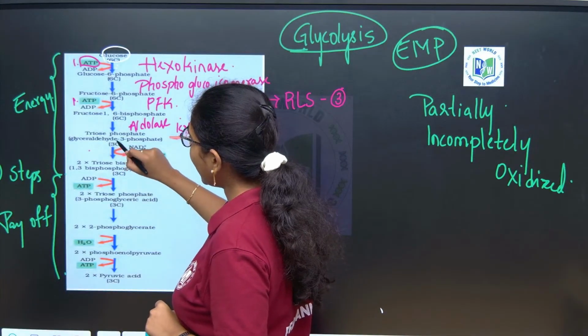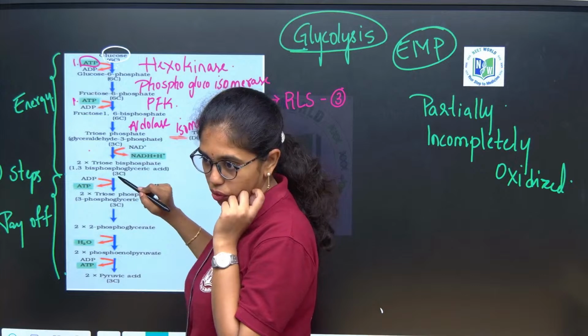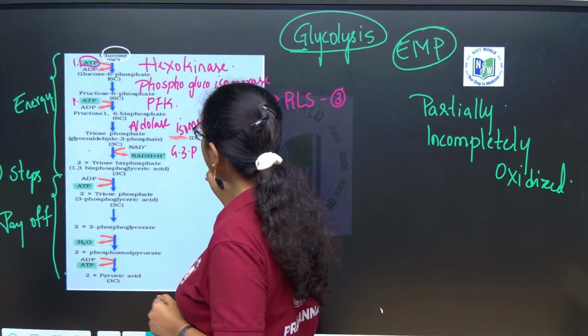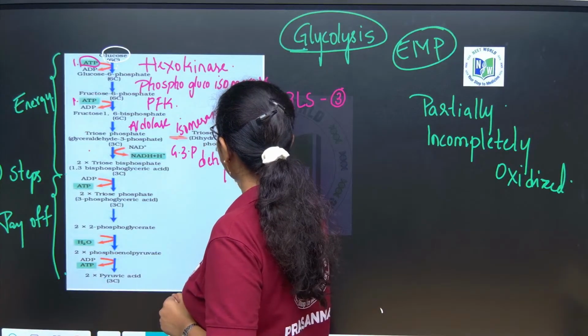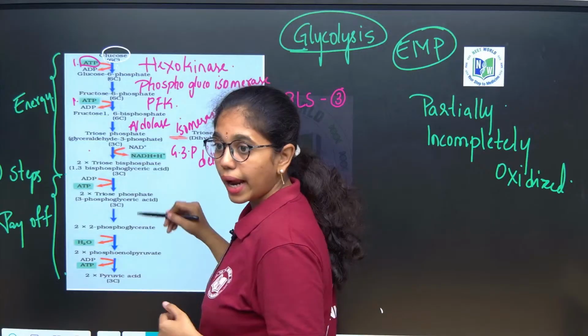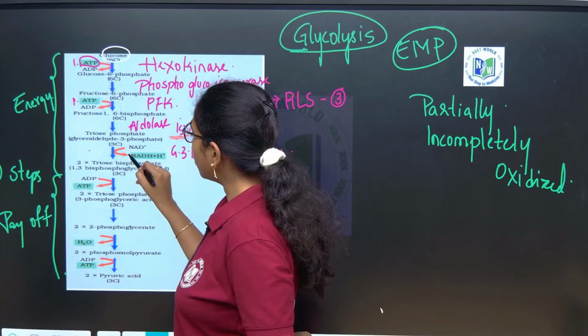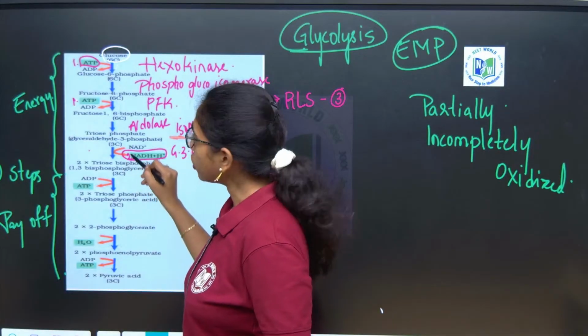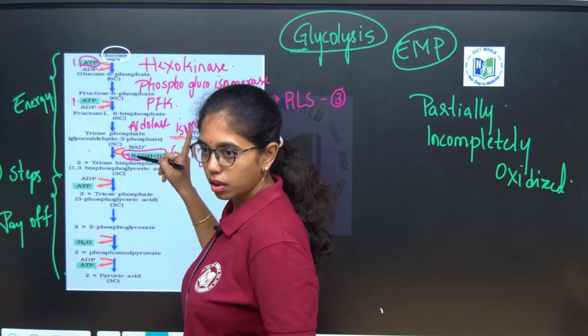And glyceraldehyde 3 phosphate to 1,3 bisphosphoglyceric acid. This is by the enzyme glyceraldehyde 3 phosphate dehydrogenase. Fine. And here the energy released is 2 NADH. How much? 2 NADH, because we are calculating it for 1 glucose.